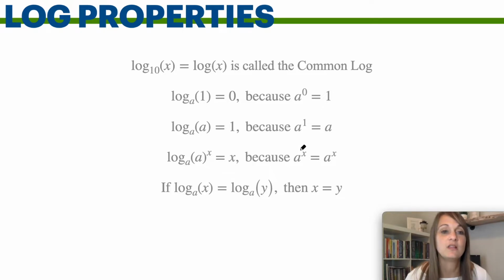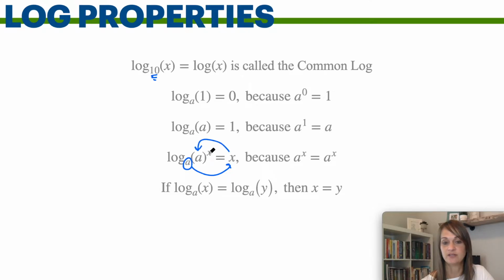Log properties. The log base 10 is represented by log of x, and that is called the common log. So if you do not have a base that is written, it is understood to be the number 10. Log base a of 1 is 0, and the reason is because any number raised to the 0 power is 1. A raised to the 1 is also going to equal itself, and so a to the 1 is a. Log base a of x equals x, because if you were to rewrite this, a raised to the x is going to equal a to the x.